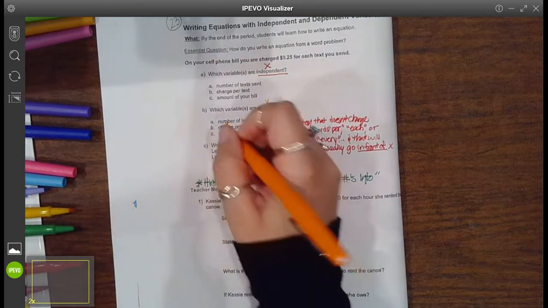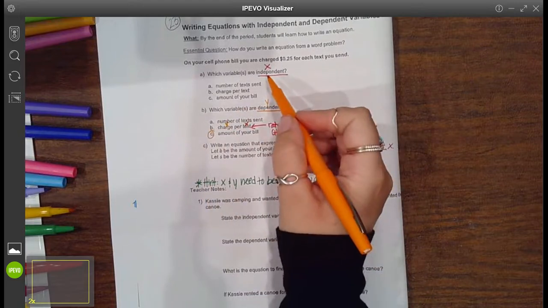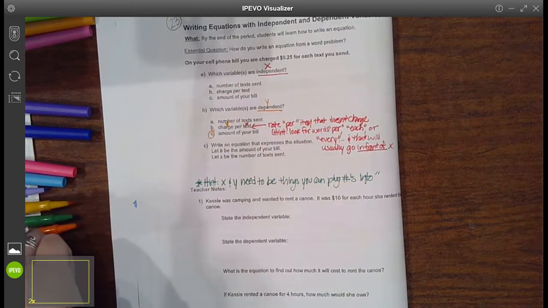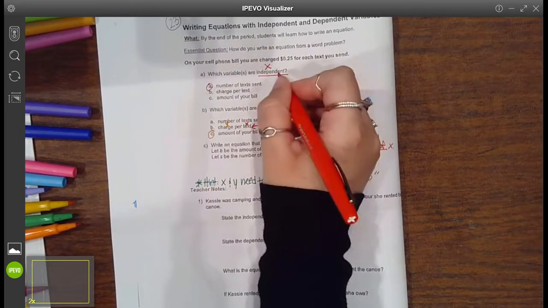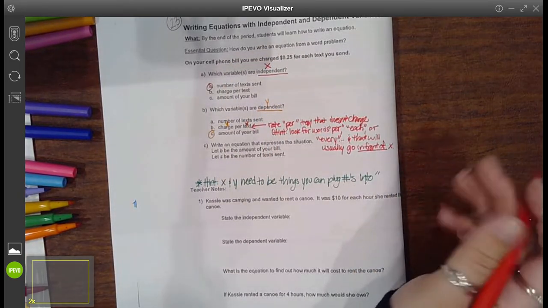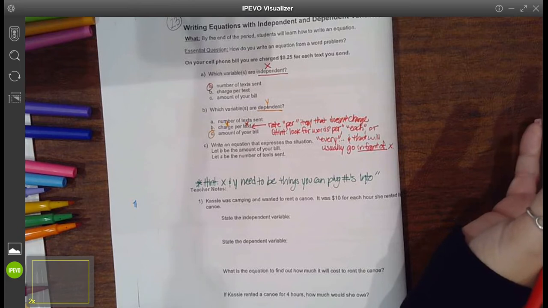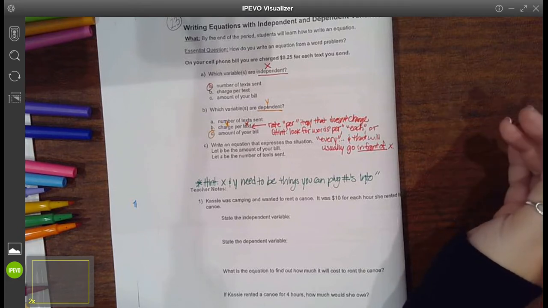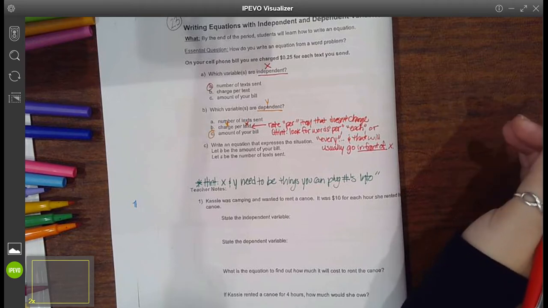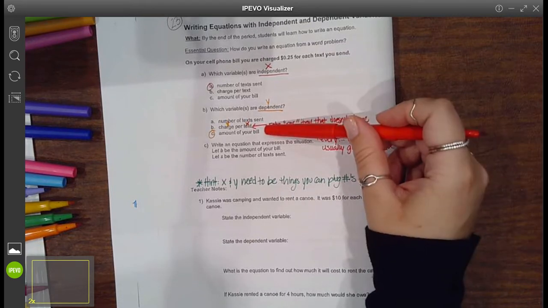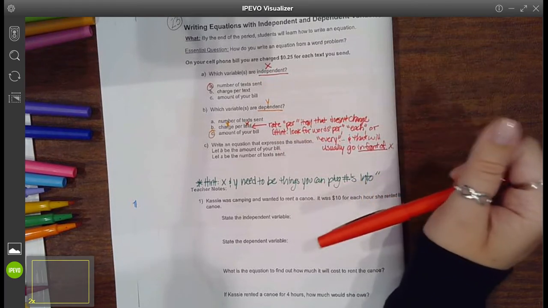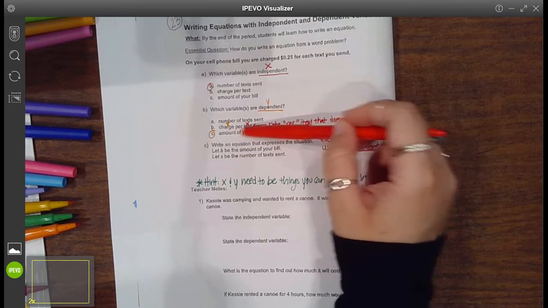And then your x right here is the text. So the number of texts that you send is your independent. So it basically just told you the answers of which one's the independent and which one's the dependent. Okay, you could also ask yourself, like, what depends upon what? Well, how much you're charged depends upon how many texts you sent. Okay, that helps too, but I like this little hack right here.